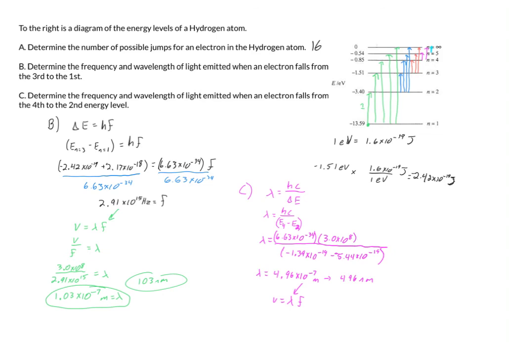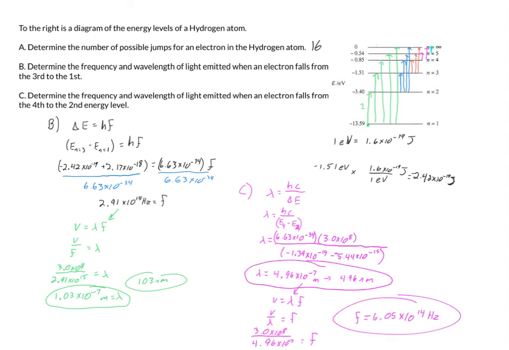And then I can use the wave speed equation. Velocity equals wavelength times frequency, plug in my wavelength, velocity is the speed of light. That'll let me solve for my frequency by dividing the wavelength over. That gives me a frequency of 6.05 with significant figures times 10 to the 14th hertz here.